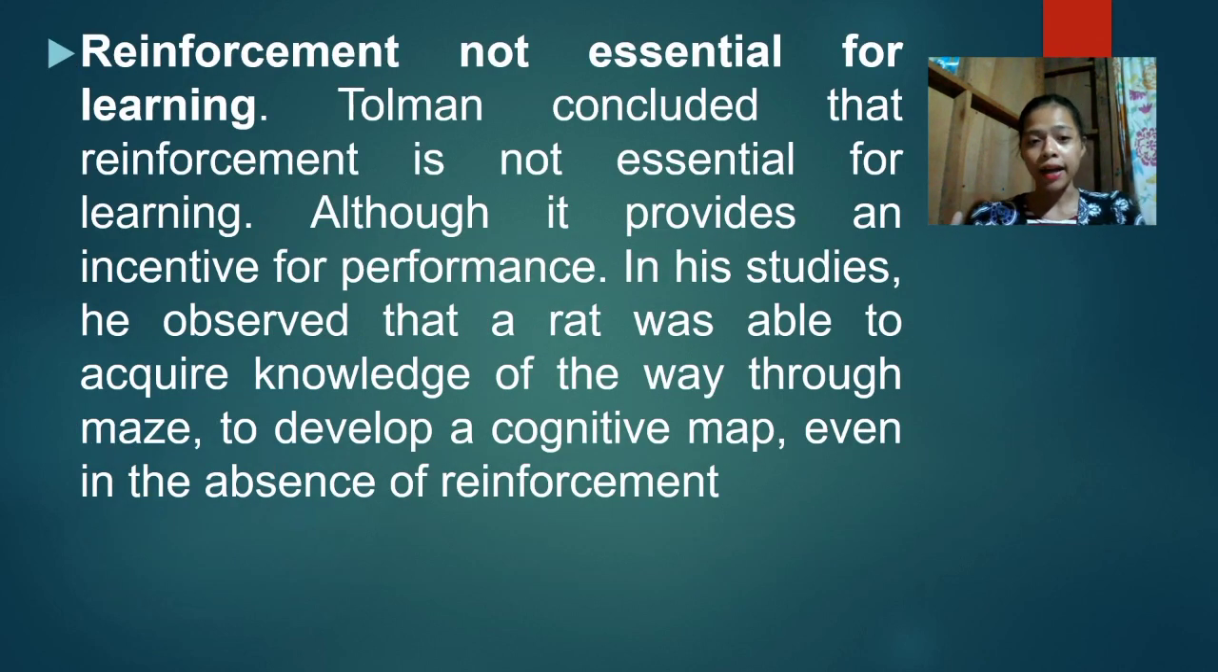According to Tolman, reinforcement is not essential for learning, although it provides an incentive for performance. But in his studies, he observed that a rat was able to acquire knowledge of the way through the maze to develop a cognitive map, even in the absence of reinforcement. And that's what he really believed.